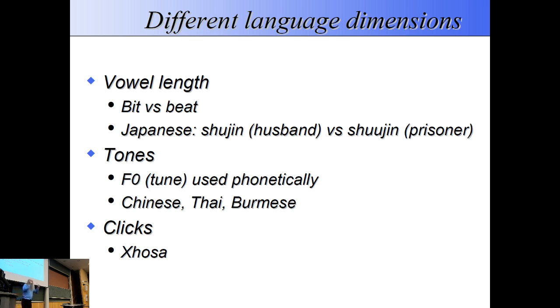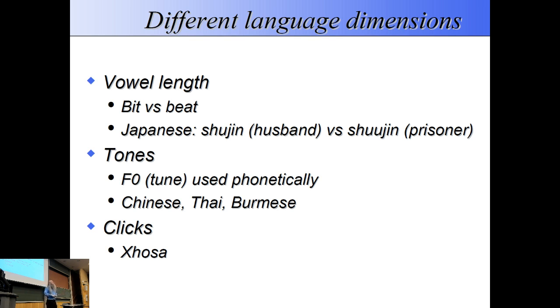But we don't just have vowel length. A number of languages have vowel length. It's relatively common. Hindi has it. Many of the northern Indic languages have it. German has it. So it's not just Asian languages. Let's talk about tones.